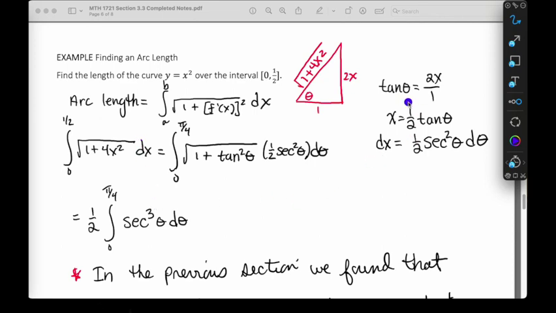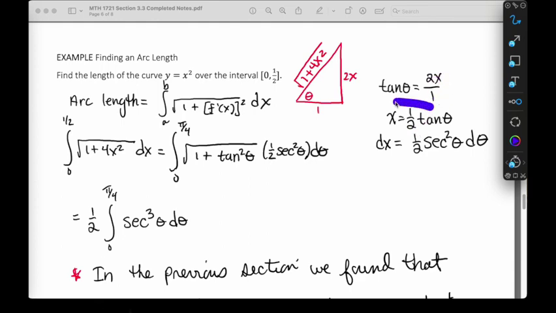So we are going to set up our triangle like we did in the previous example. Here's my a, here's my x. In this case, it's 2x, not just x, because we have 4x squared here. And for the hypotenuse, we have the square root of 1 plus 4x squared. When I find the tangent of this angle, it's opposite over adjacent. So tangent is equivalent to 2x over 1, which is 2x.